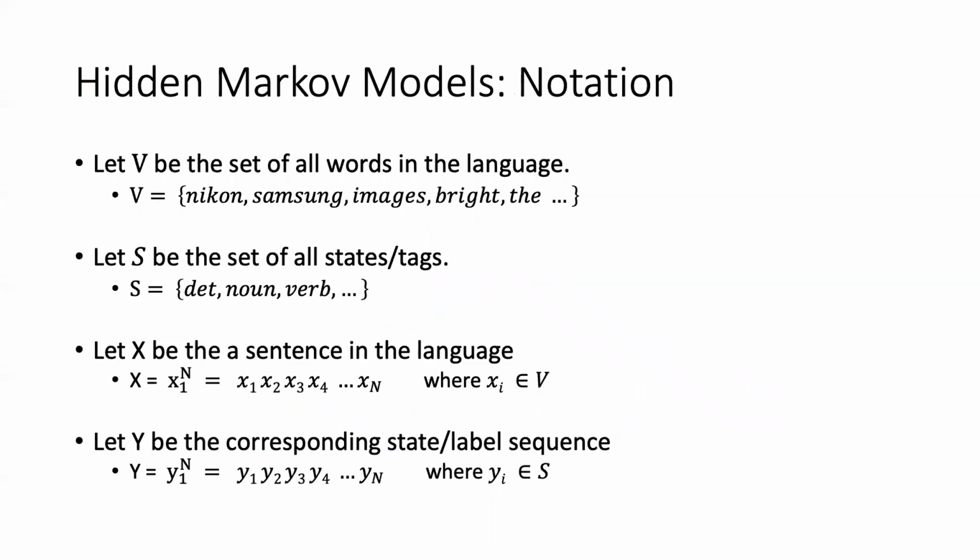Let's establish some notation. Let's say V is the set of all words in the language. In general, this will be in the order of millions, and S is the set of all states or tags. S can be determiner, noun, verb, and all possible POS tags, and much more fine-grained categories can also come in. And let X be a sentence in the language, X1, X2, X3, X4 and so on up to Xn represents the words, and Y represents the states or the labels.